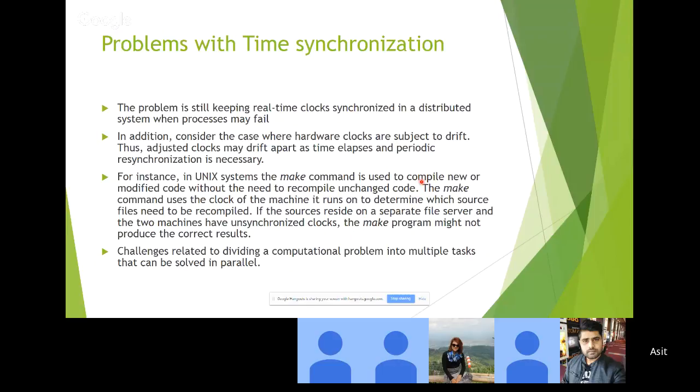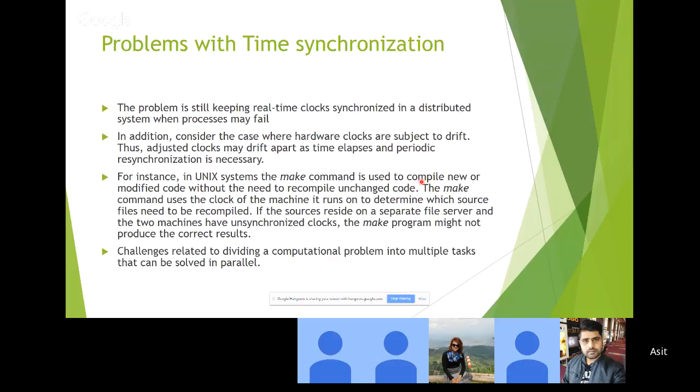I'll take an example from a Unix system, where we have a command called make, which is used to compile and modify new code. It may not need to recompile everything again, because the operating system will check the clock time of that machine and recompile only the files that need to be recompiled. So in this case, if the file server is in a different place from your machine, and both machines are not synchronized, then that command might not produce the correct result. If their timings lag a little between them, it may not execute the files properly, and you may not get the expected result. So those are some of the challenges.